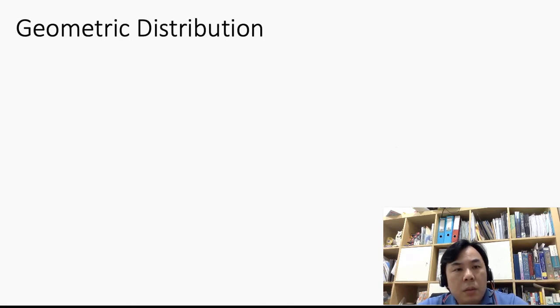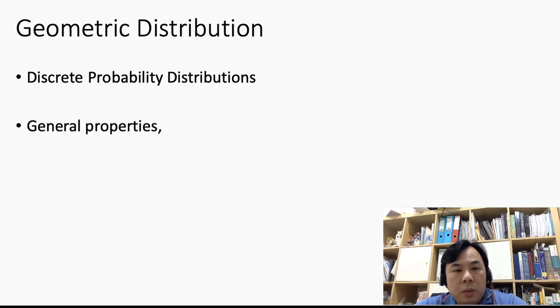Now, the second one being geometric distribution. The geometric distribution is yet another example of a discrete distribution. The general properties are listed below. The notation that we use to represent geometric distributions is X having a geometric distribution with a parameter p. The p represents the probability of success. The context where we use this is mainly to model an event that involves a number of repeated failures before success can be achieved.